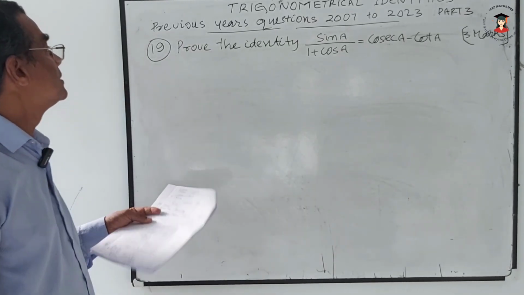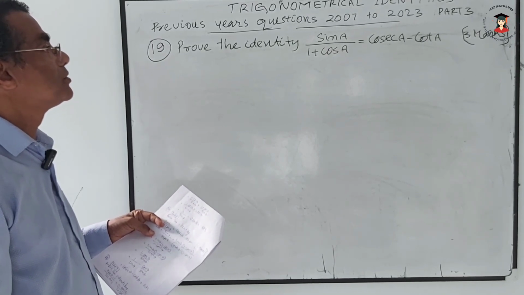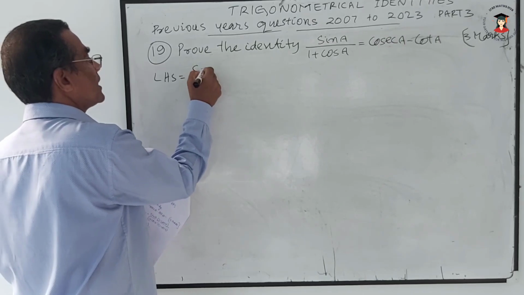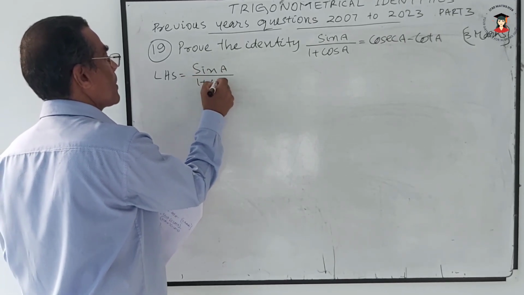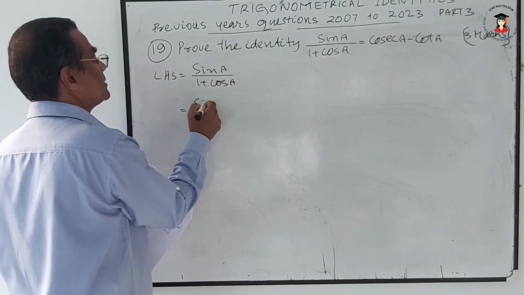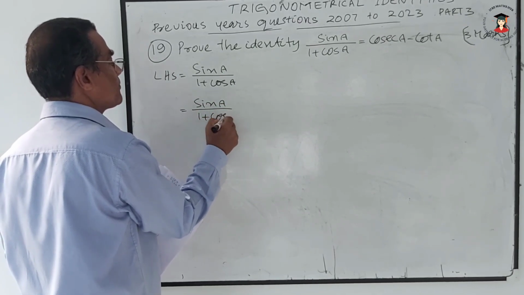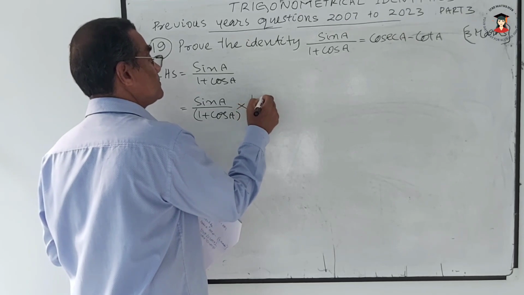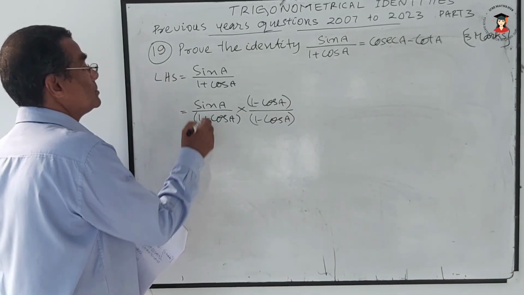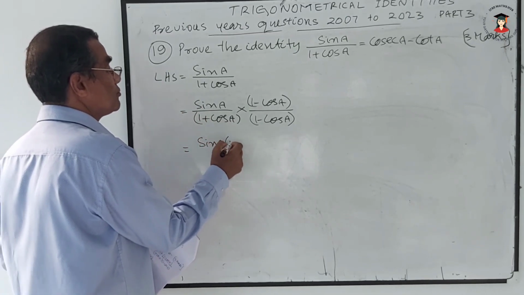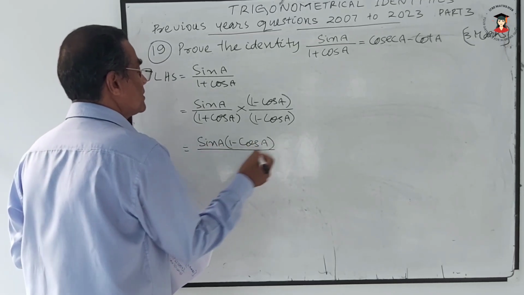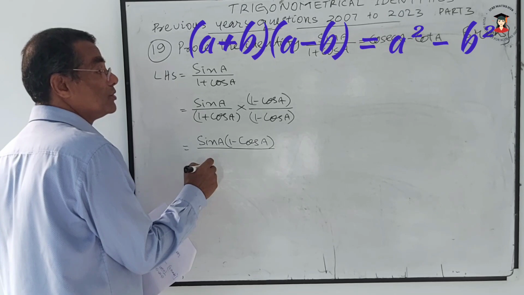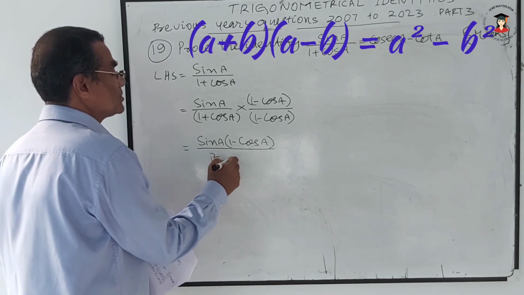Question number 19 is, prove the identity sin A by 1 plus cos A equal to cosec A minus cot A. Here I am taking left hand side, which is equal to sin A by 1 plus cos A. I am going to multiply both numerator and denominator by 1 minus cos A. So, sin A into 1 minus cos A divided by 1 plus cos A into 1 minus cos A, which is of the form A plus B into A minus B. That is A square minus B square.